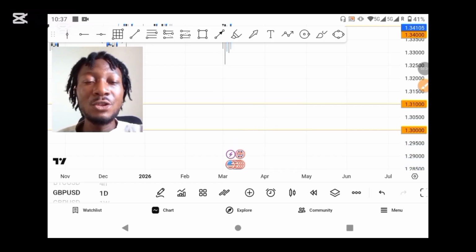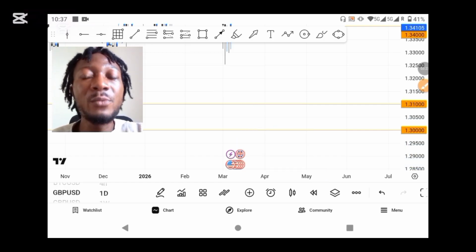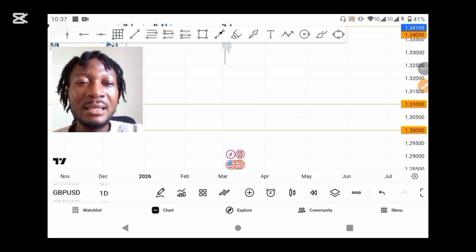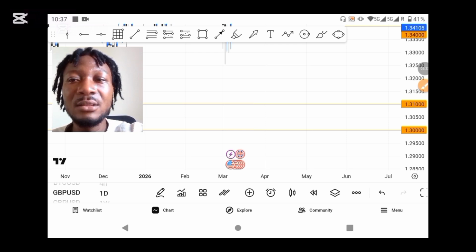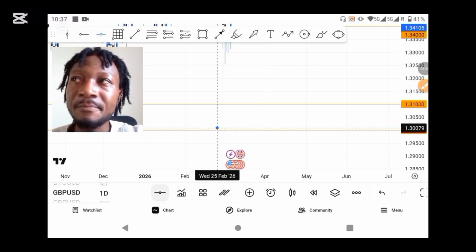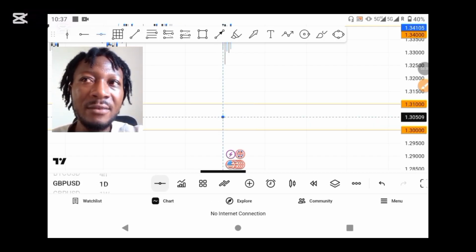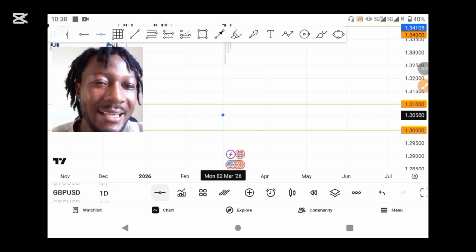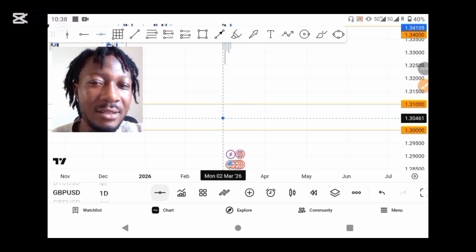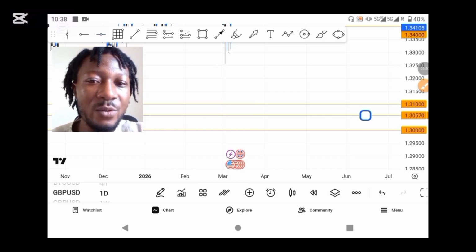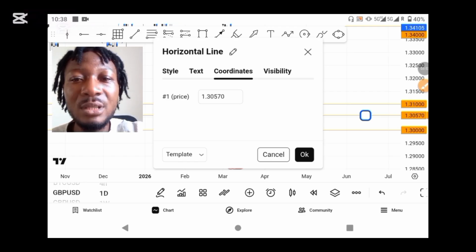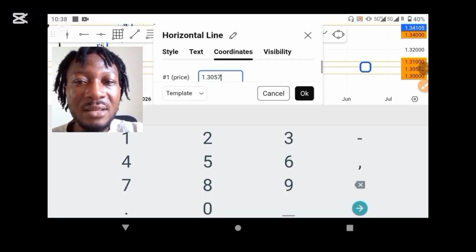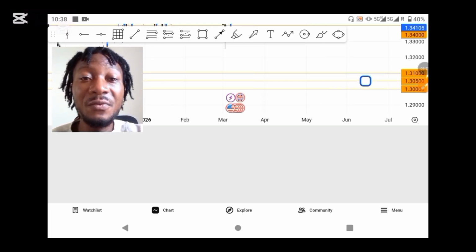So between two key levels, we have what we call the mid level. A mid level is 50 pips, so you can as well mark out a mid level here. If you look at between these two key levels, there's a mid level where you have 1.3050. That's a mid level. So when you mark it out, you know that between the two key levels, there's a mid level, and that mid level gives you 50 pips.